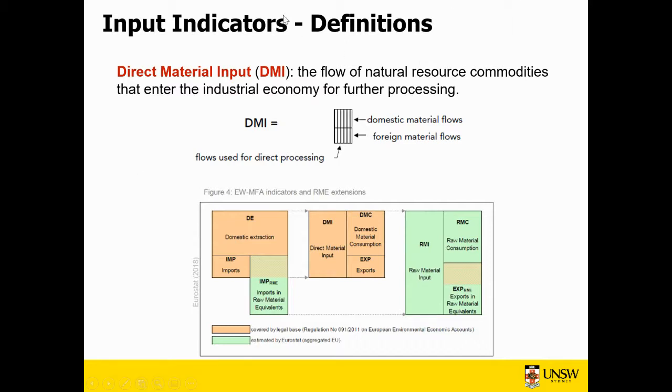The first one, which is used quite a lot, is what is called the direct material input. I find this diagram here very useful. And by the way, I find this source here very useful. It is on Moodle, this Eurostat document.